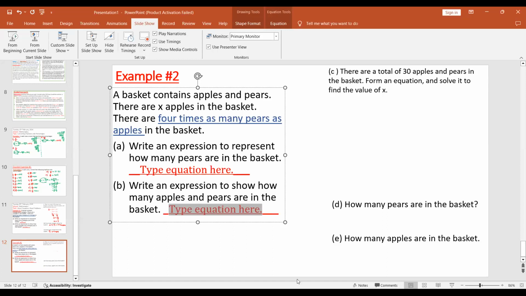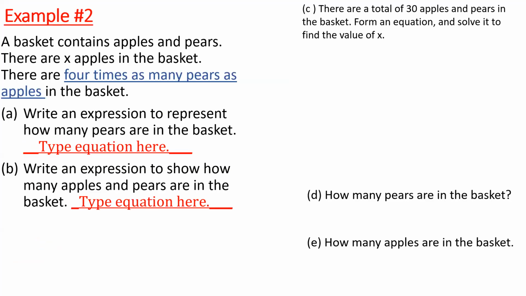Okay, so it says a basket contains apples and pears. There are x apples inside of the basket. There are 4 times as many pears as apples in the basket. So question, name the 2 types of fruit that are inside of the basket. Apples and pears, very good.